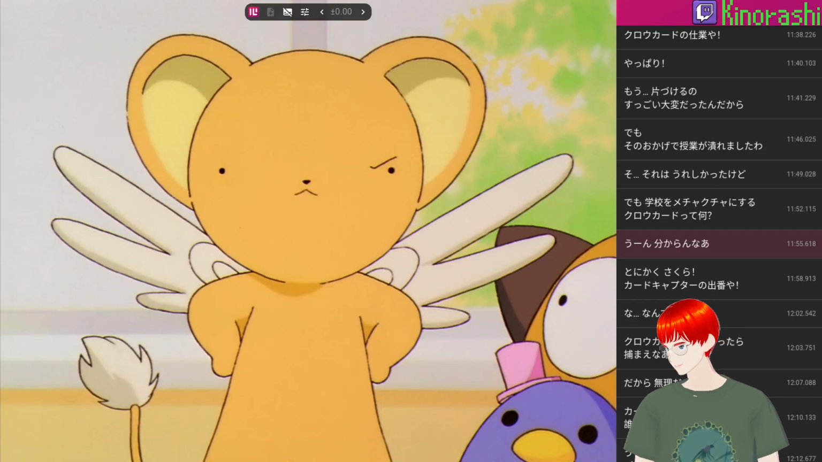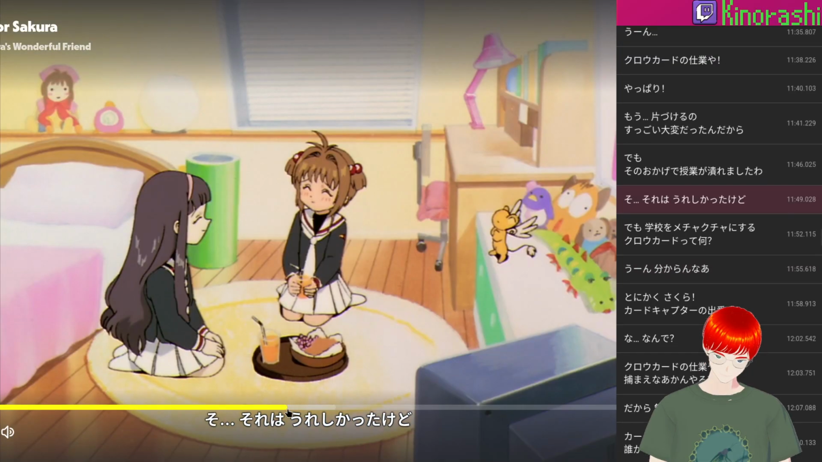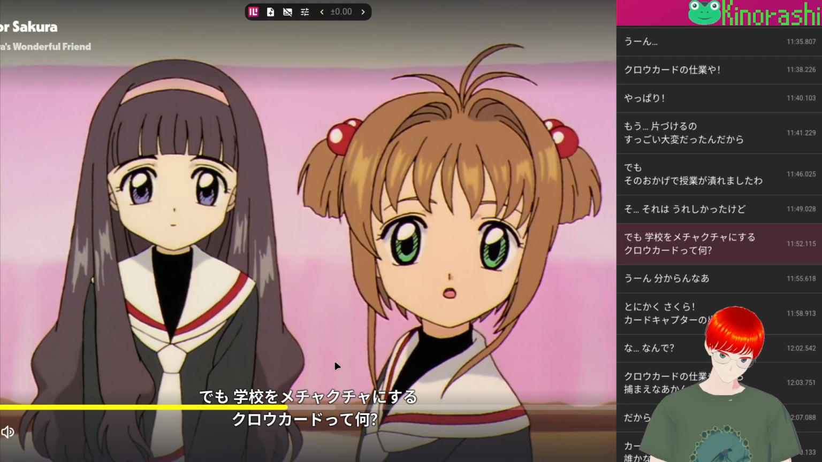I wonder if it's trying to say, hmm. Oh, I wonder if this is actually being used as a descriptor just for the Clow Card. So turning the school into a mess, Clow Card, was said. So why did you say the Clow Card turned the school into a mess?